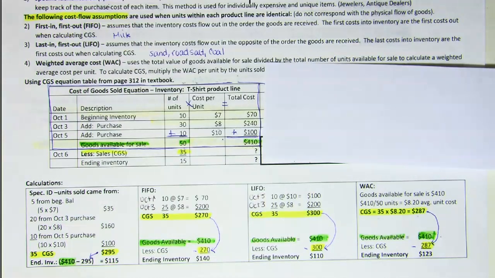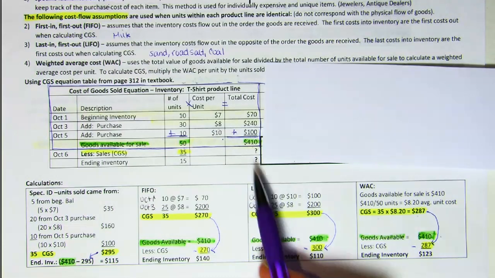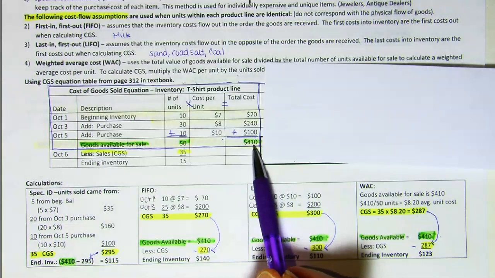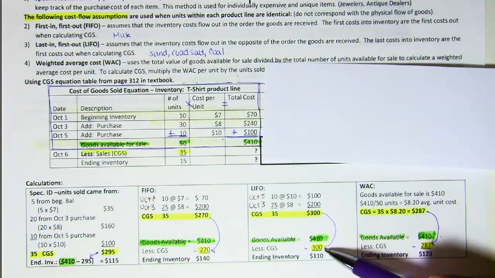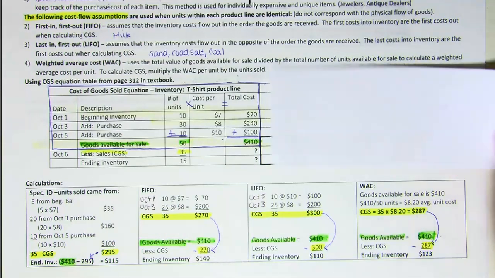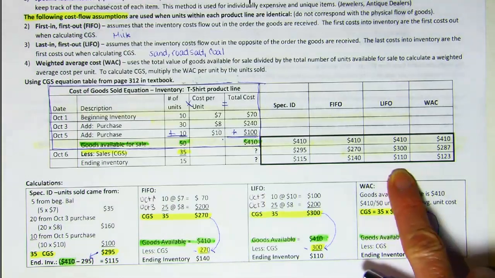Now what's the cost of what's left? Our ending inventory? We'll take the cost of all the goods available to be sold, subtract out the cost of what we sold, and that will give us the cost of what's left, $110. And there's that calculation right there.